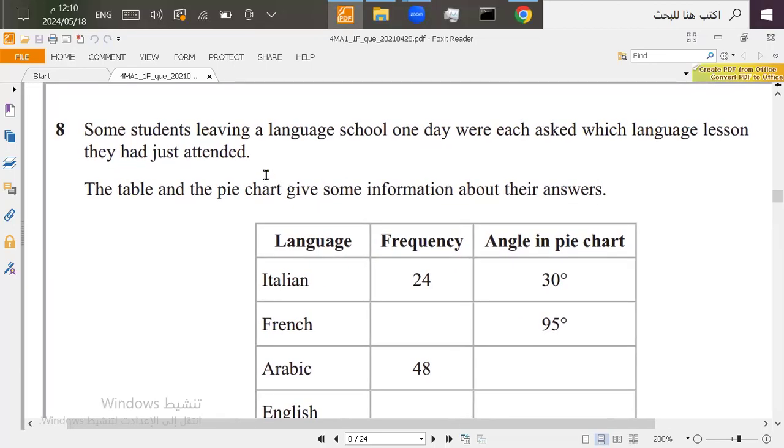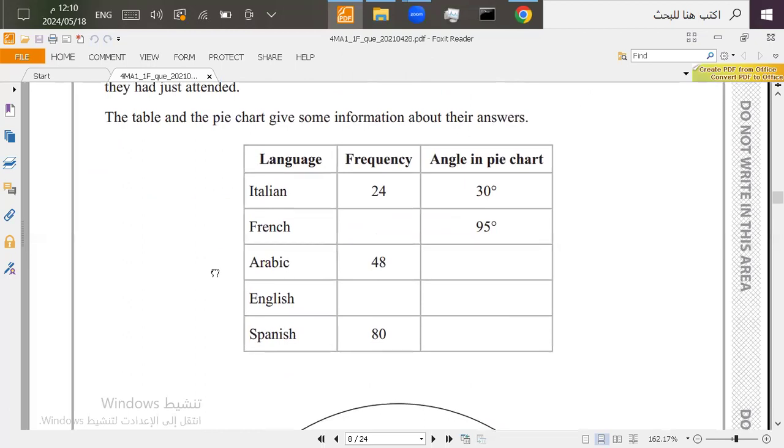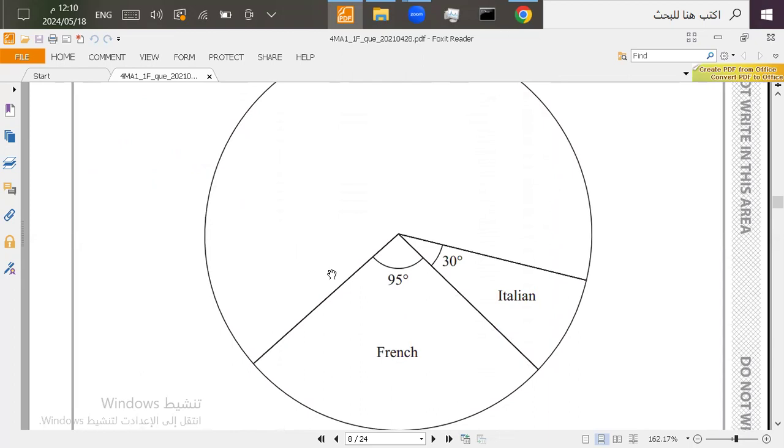Now we're gonna continue the questions. Question 8. Some students leaving a language school one day were each asked which language lesson they had just attended. The table and the pie chart give some information about their answers. Now this is the table, and down we have the pie chart here. Let's see. They're not finished.